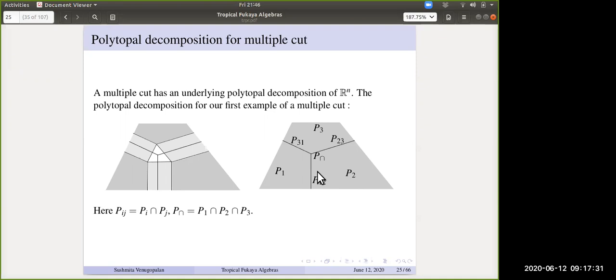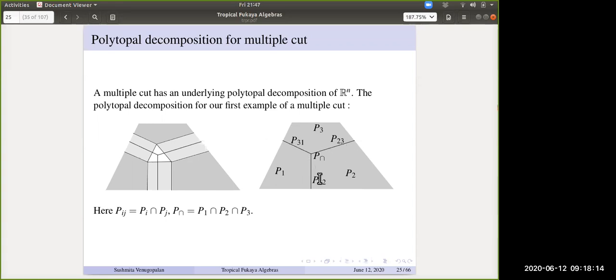Didn't do it because we were dealing with this. Thanks. Okay, multiple cut. So the datum of a multiple cut comes with a polytopic decomposition of the Euclidean plane Rn. So this is an example. This was the first example which we considered earlier, if you remember. The polytopic decomposition for that has 3 top dimensional polytopes, P1, P2, and P3. And the set of polytopes is closed under intersection.